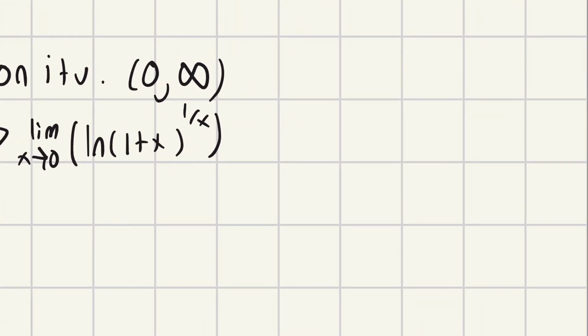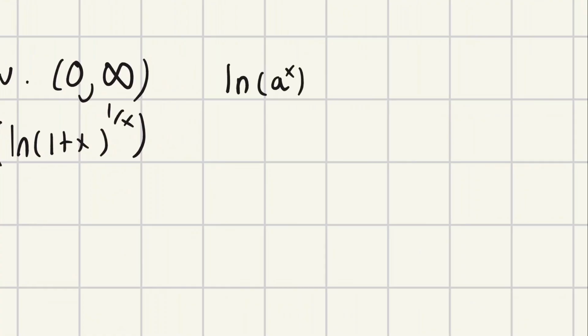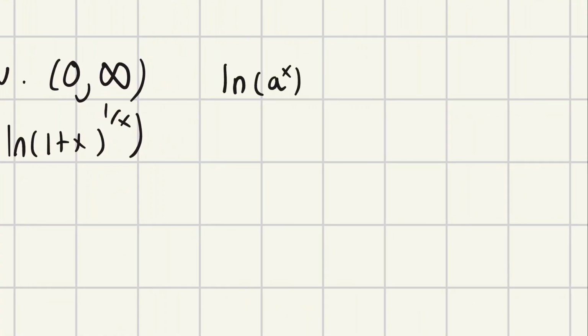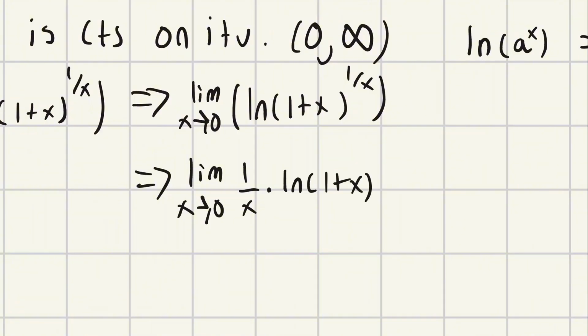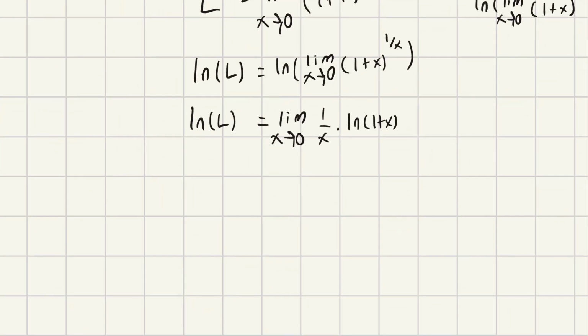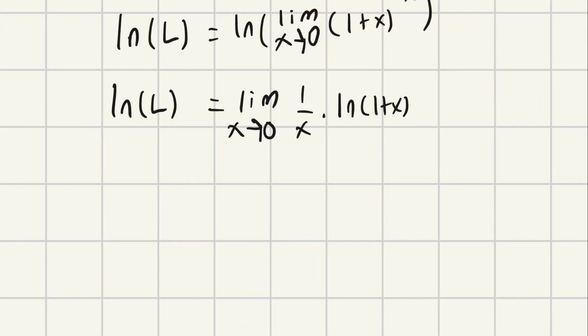Knowing your logarithm rules is super helpful. If you have the ln of a to the power x, or x to the power a and vice versa, you can actually write it as x ln of a. So how can we rewrite this right here? We can write it as the limit as x approaches 0 of 1 over x times ln of (1 plus x). Cool. Let's bring it down here, and now let's further rewrite this real quick.